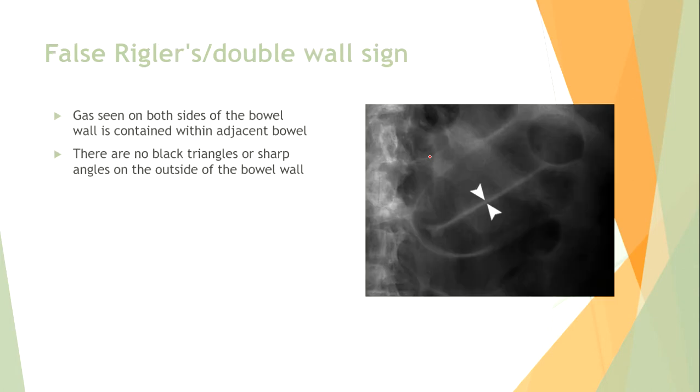False Rigler's double wall sign. Gas seen on both sides of the bubble. Wall is contained within adjacent bubble. There are no black triangles or sharp angles on the outside of the bubble wall. Maybe this part of the bubble has adhesion or lies like this due to motility. We don't know. But here we didn't see double wall on this side and this side of the bubble.